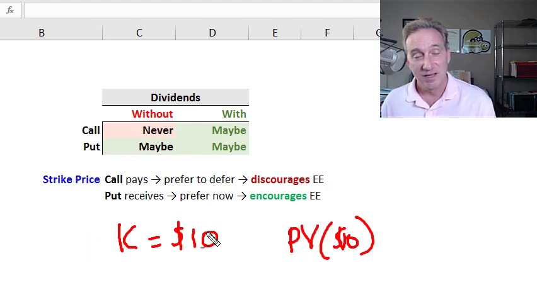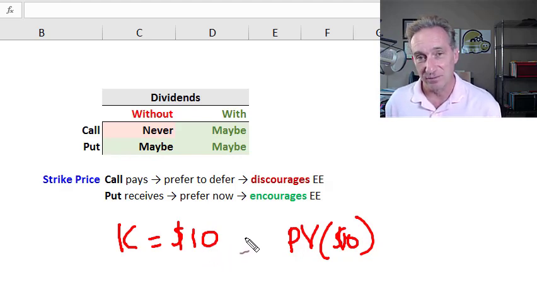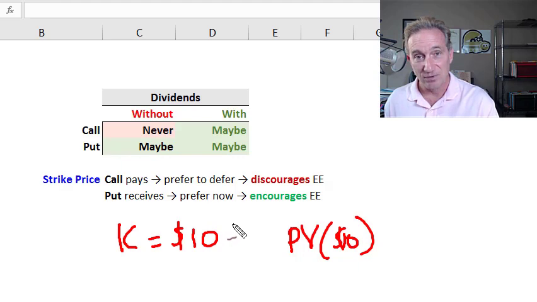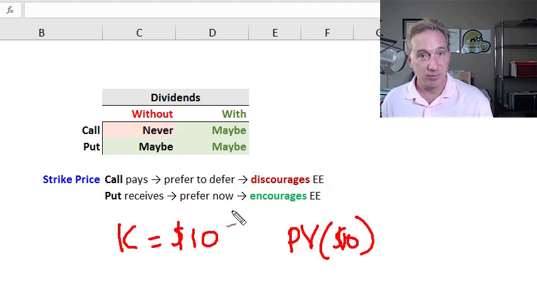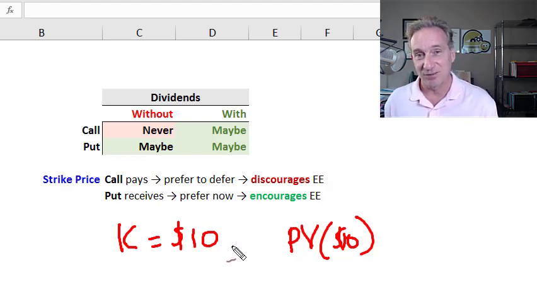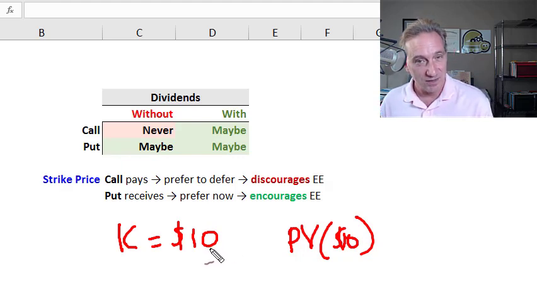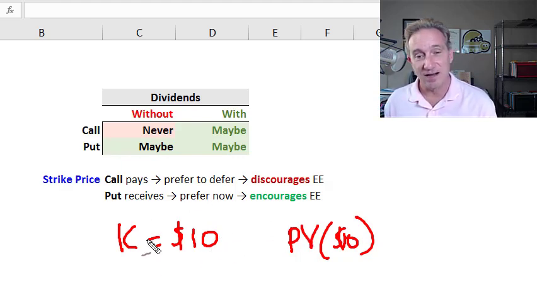Consider if it's a put. The put, if you hold a put or are long a put, it's the right but not the obligation to sell the stock and receive the strike. The strike, again, is cash. So that's one of my main tips here: to think about the strike price as cash. If it's a call, that's cash paid. If it's a put, it's cash received. If you have the put and the strike is 10, all other things being equal, the ceteris paribus assumption, would you rather receive the $10 today or in the future? Well, in fact, you'd rather receive it today, so it's the opposite.